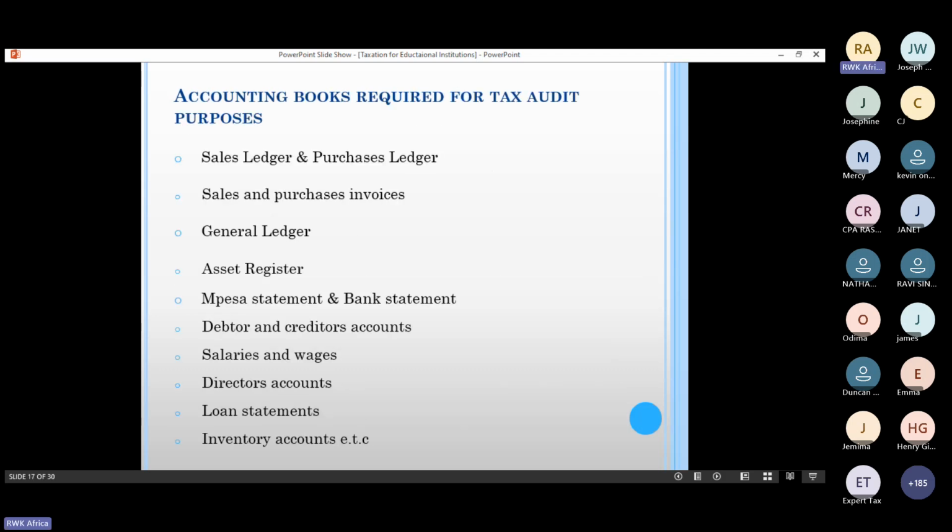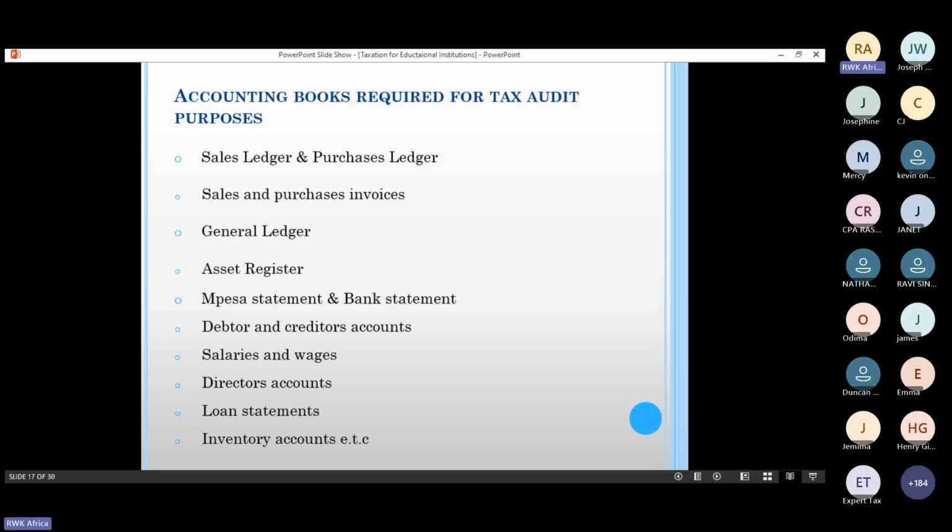So we have different accounting books that are required for tax audit purposes. Number one, we have the sales ledger and the purchases ledger. They want to see that you have sales or revenue of 20 million. They want to see the ledger supporting that, all those transactions to support the 20 million. Sales and purchase invoices. Once in the institution the students have paid their school fees, you should issue them with an invoice to support each and every transaction.